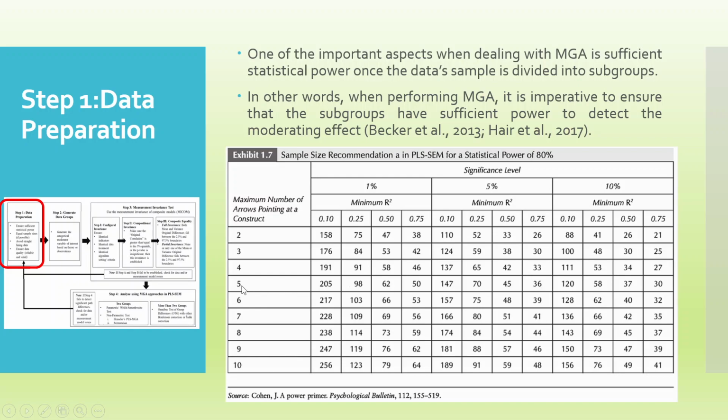See, there are 5 arrows pointing towards one particular construct, and the minimum R square which we want to achieve is 0.75, and that at 5% level of significance. So the minimum sample size is 36. So this is the first step in data preparation.